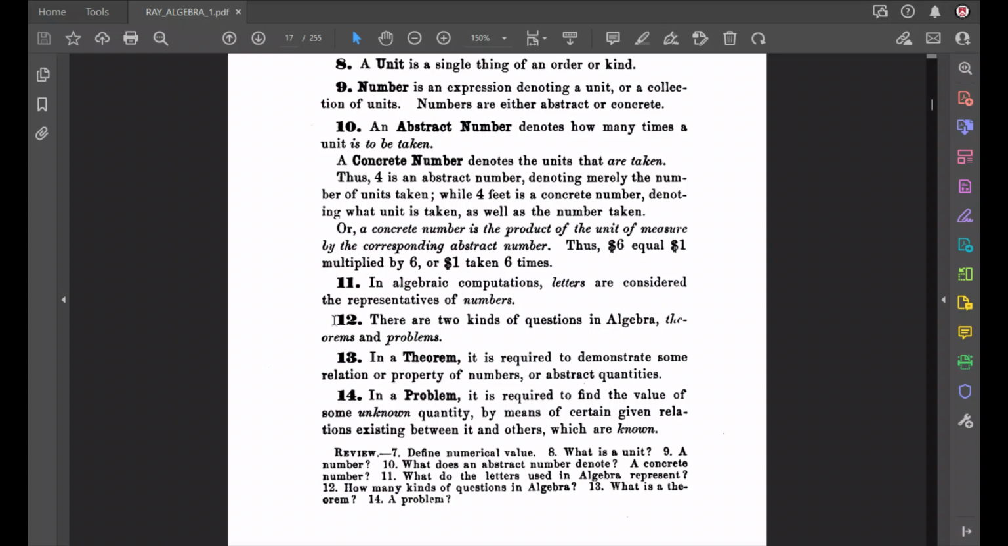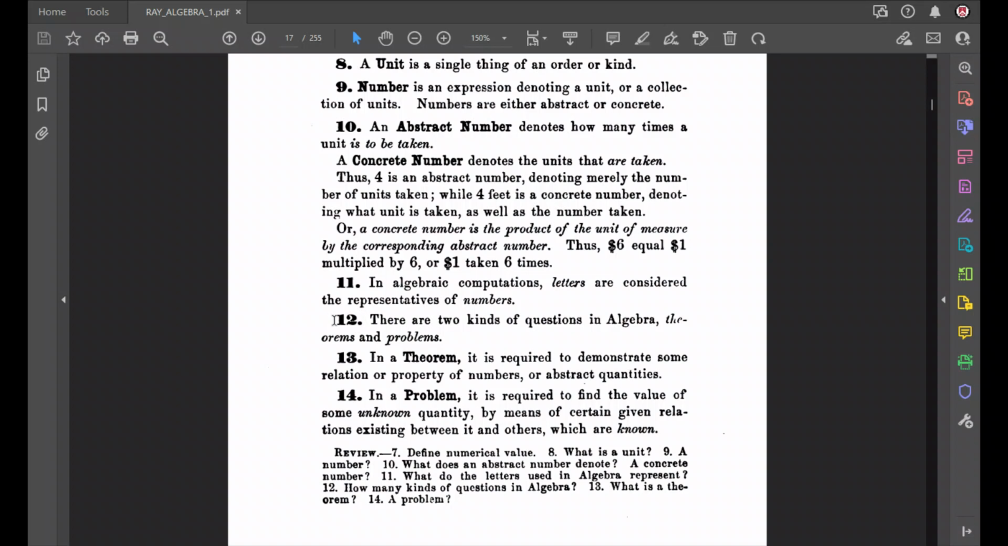Remember in our first lesson I explained that in algebra we're talking about situations where quantities can change. We don't necessarily know the value of the quantities. So we use a letter to simply represent a quantity that can change, a quantity that may be unknown. All right? So in algebraic computations, letters are considered as representatives of numbers.